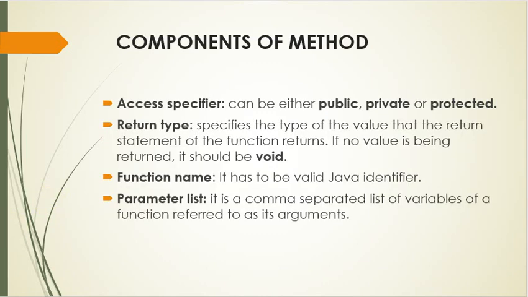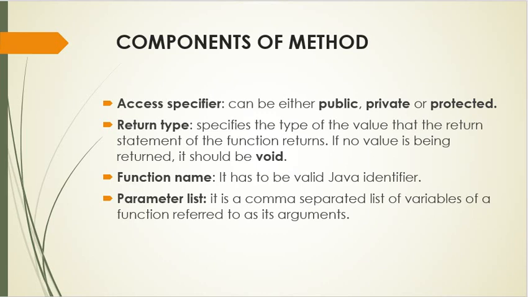Next, the function name. Function name has to be a valid Java identifier. We learned about identifiers, and it must be a valid Java identifier. When we are naming, we will use all the rules for naming an identifier. But remember one thing: the method name must be meaningful. It should begin with a lowercase letter.